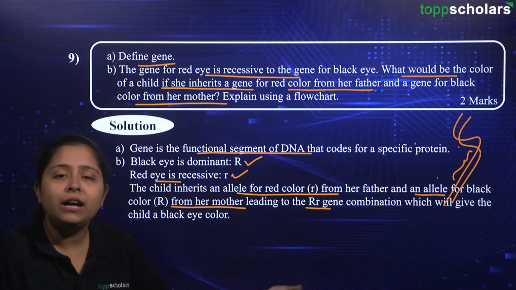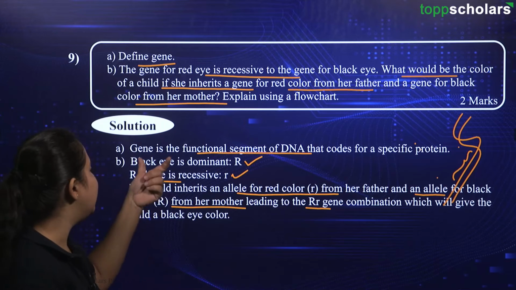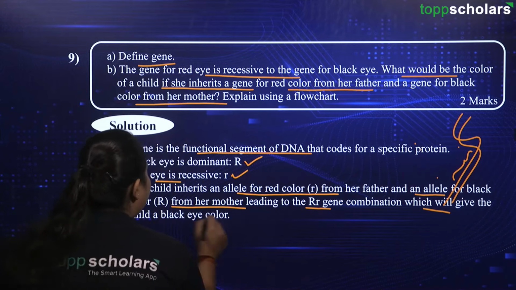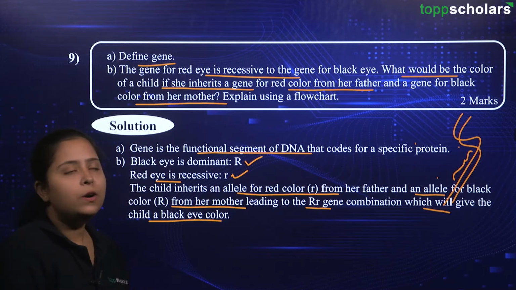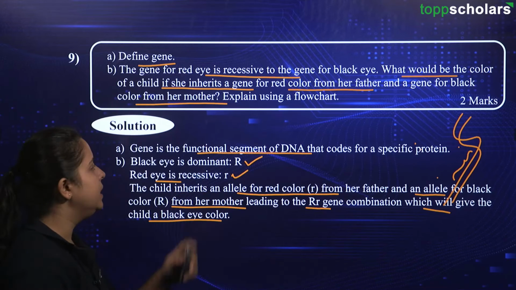So, which phenotype will be expressed? Yes, the dominant phenotype will be expressed and that is black eye color. So, this will give the child a black eye color. So, coming to the flowchart part, we have been told to explain this example using a flowchart.